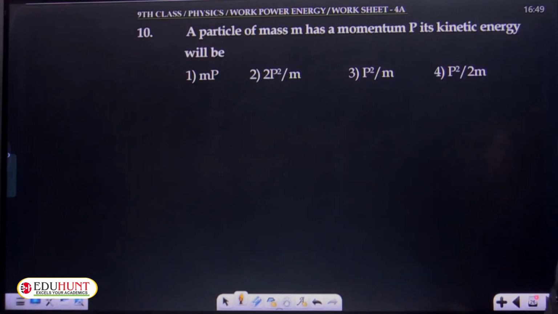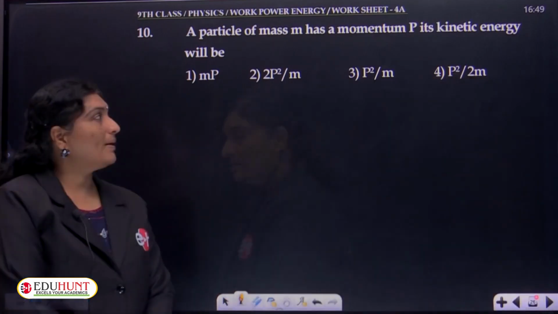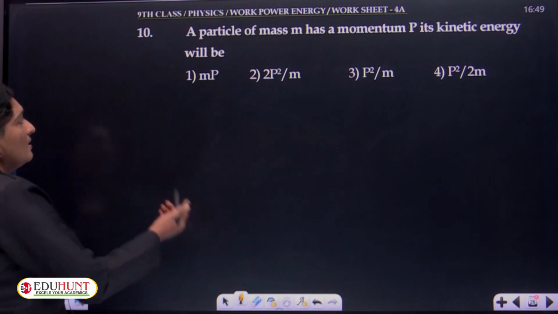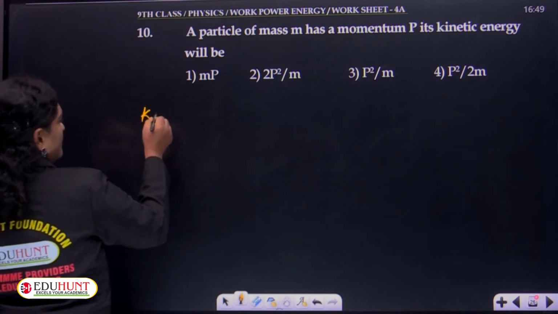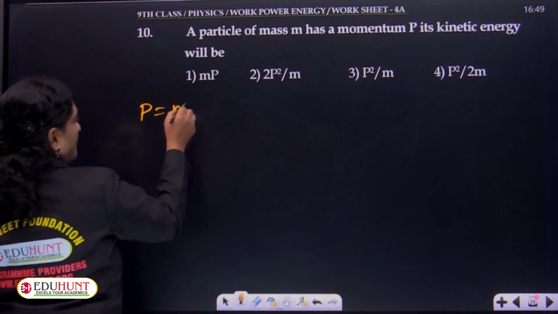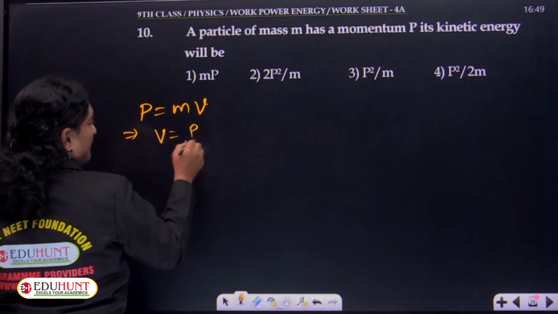Moving ahead with the next one, 10th question, children. A particle of mass m has a momentum p and its kinetic energy will be. So, what is given? Momentum is given as p and you are asked to find the formula for kinetic energy. What is the formula for kinetic energy? P square by 2m. Directly, it was given P equals mass into velocity. This implies velocity equals P by m.